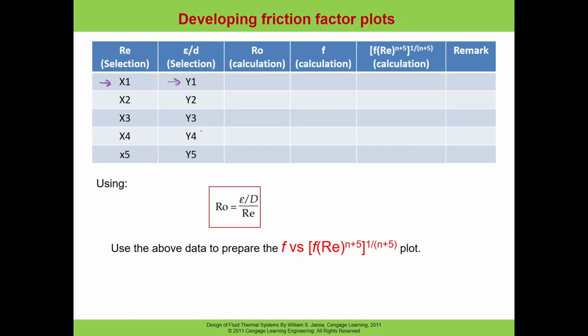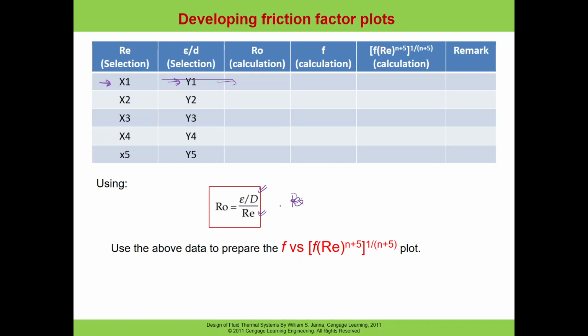So of course you are choosing some reasonable values that actually exist. So you're choosing the epsilon over d, and then you calculate your value of RO. So your RO value is epsilon over d times RE. Now you have the epsilon over d and you have RE, so you can calculate RO, right? So your RO is known.